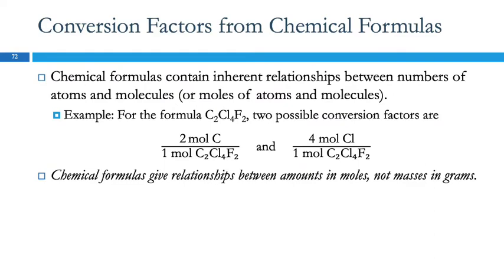We can also get conversion factors from the chemical formulas because the chemical formulas have relationships between numbers of atoms and molecules or moles of atoms and moles of molecules. So this Freon 12, C2Cl4F2. If we're looking at the relationship between carbon and the whole compound, there are 2 moles of carbon in 1 mole of the compound. Or we could write it for chlorine. There's 4 moles of chlorine, that's that subscript right there, 4 moles of chlorine for 1 mole.